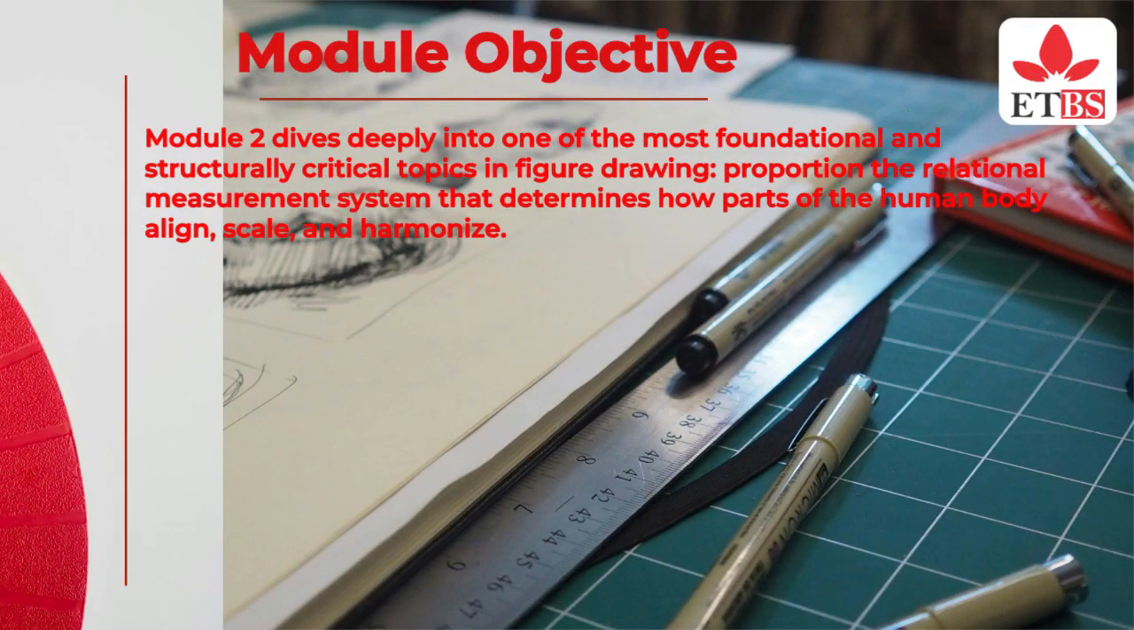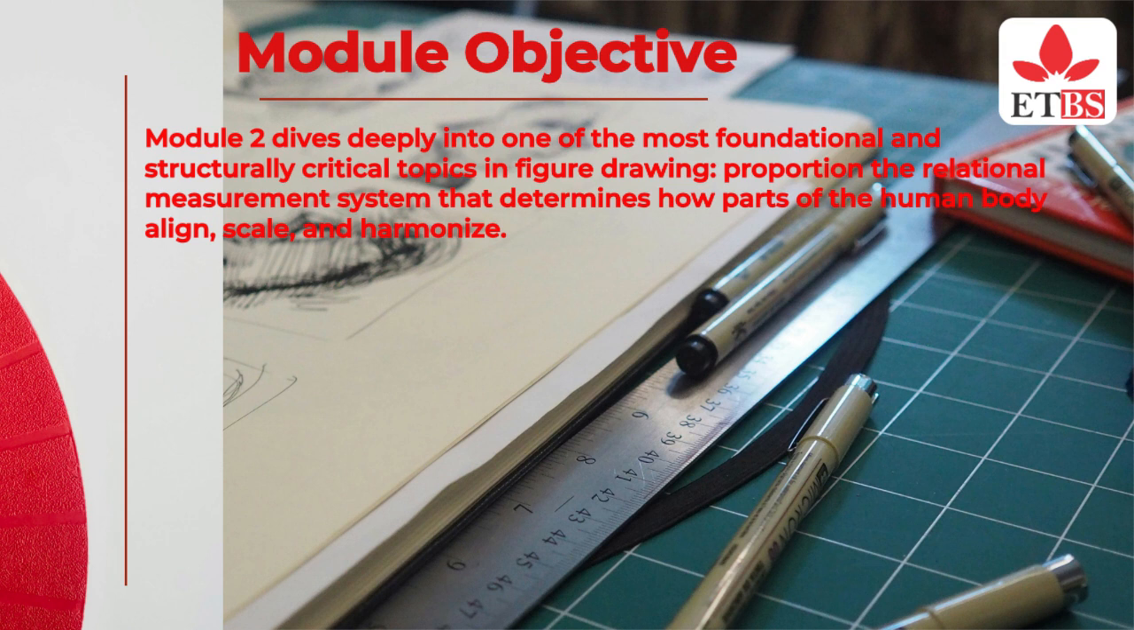Module 2 dives deeply into one of the most foundational and structurally critical topics in figure drawing: proportion, the relational measurement system that determines how parts of the human body align, scale, and harmonize. While gesture gives the figure movement and life, proportion brings believability, structure, and realism.